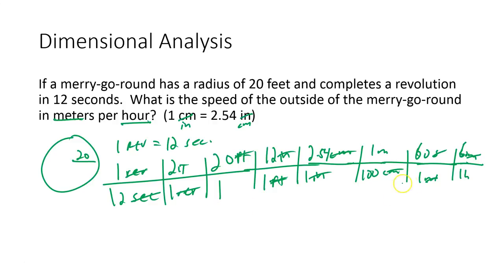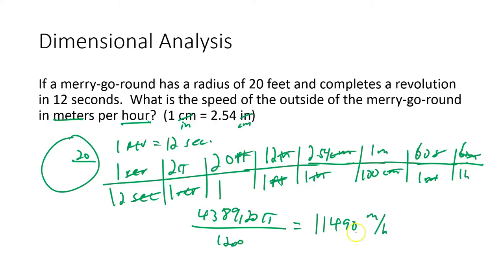So upstairs we have 4389120 pi. And on the bottom, I think we were actually right. That was 1200. So if we do this times pi and divide by 1200, that looks better. That is 11490 meters per hour, 0.68. Cool. All right, moving on.